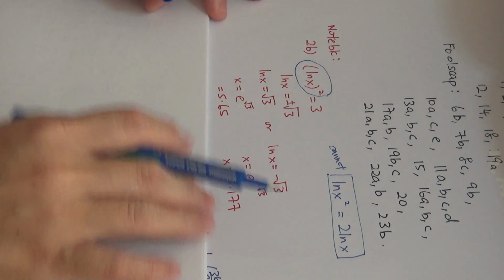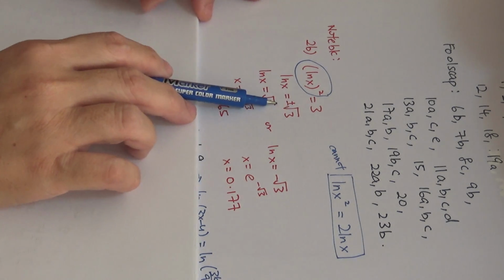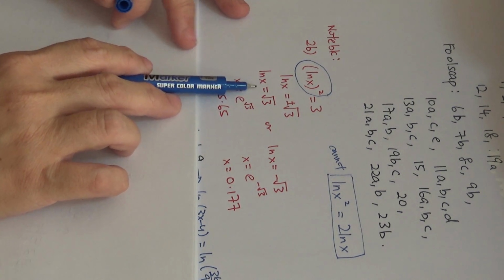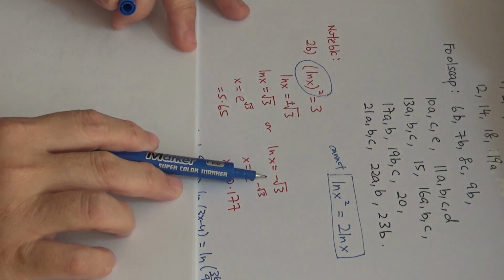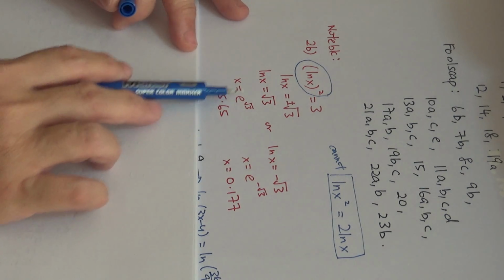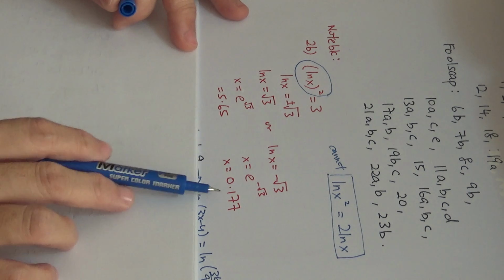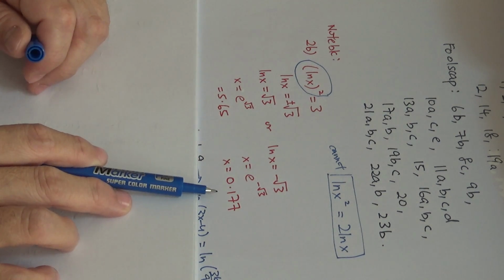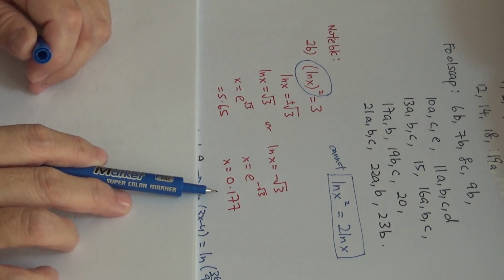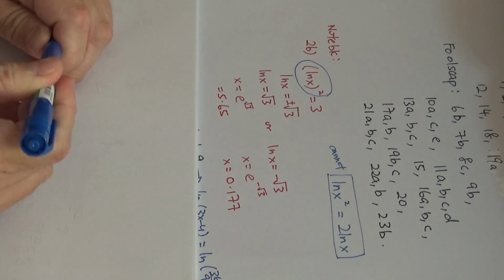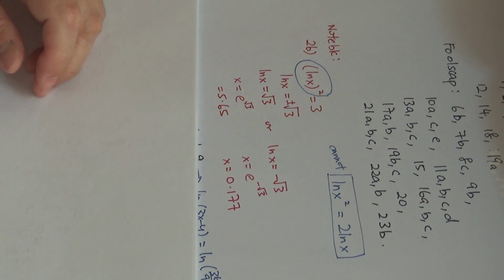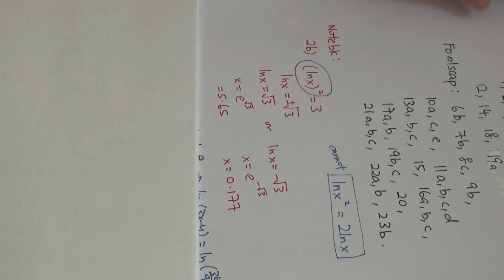Okay, so what do we do? We take square root plus minus. We have ln x equals root 3 or ln x equals negative root 3. Ln is to the base e. I sub it in, I press the calculator, I'll be able to get the answer. Okay, so this is the solution to your 2b of your notebook question.